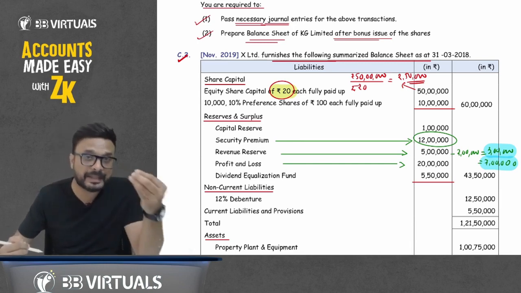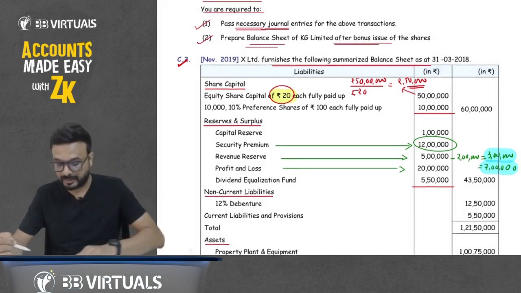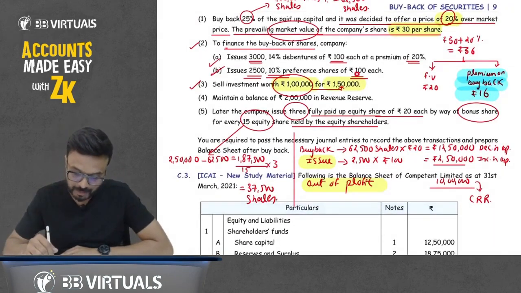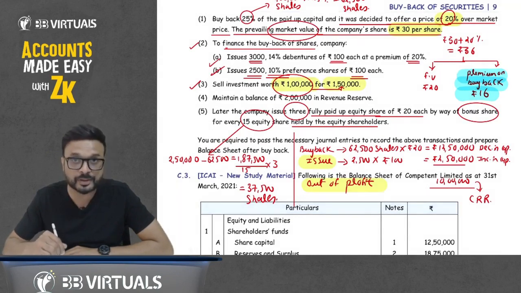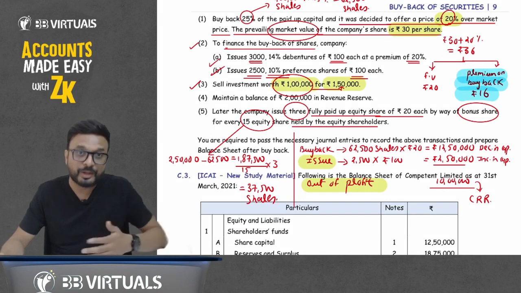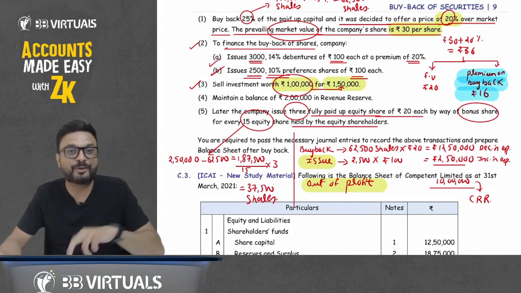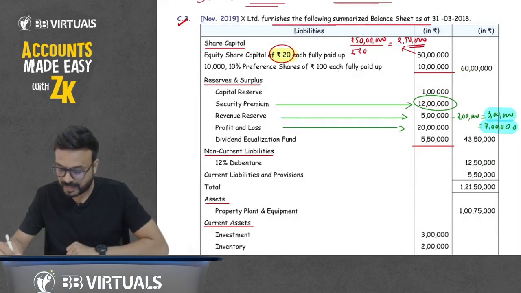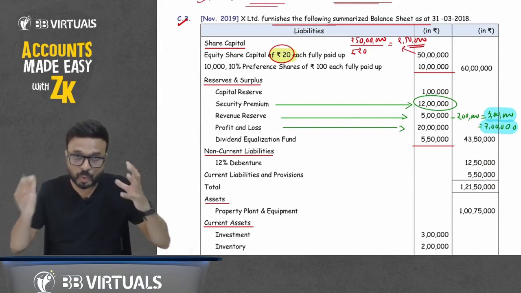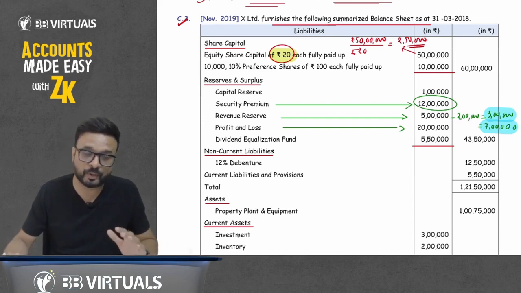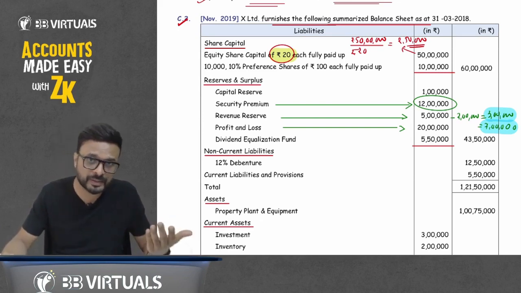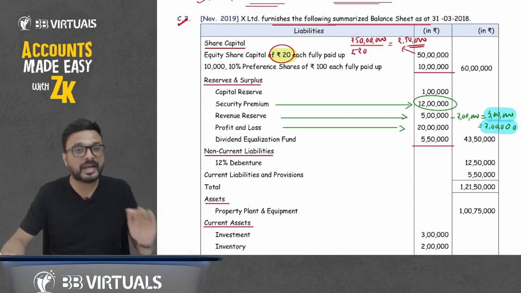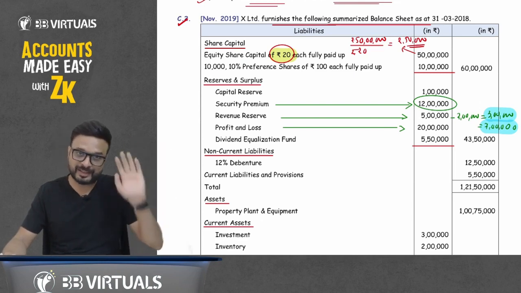I don't suggest you utilize the complete 10 lakh from profit and loss account. The reason is that it is mentioned in the question that we have to maintain a balance of rupees 2 lakh in revenue reserve. Indirectly, they are giving us the clue to utilize the remaining 3 lakh rupees. It means utilize 3 lakh. That's why I'm utilizing 3 lakh from revenue reserve and the remaining 7 lakh from profit and loss account. Because the total fund required to transfer to CRR account is 10 lakh rupees, and we have enough balance in revenue reserve and profit and loss account, I will utilize those first. If there is insufficient balance in them, then I will utilize securities premium account.